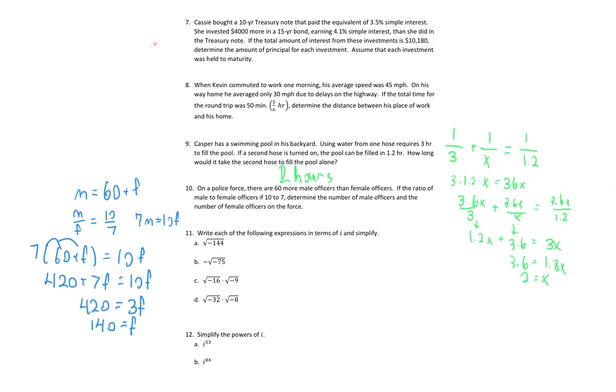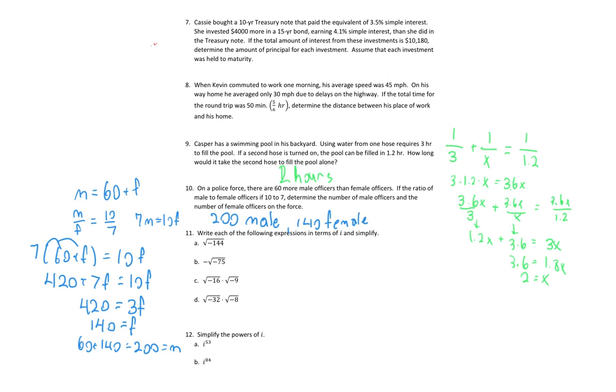But we still need to find the number of male officers. Well, we know the number of males is 60 more than that. So 60 plus 140 equals 200, which is the male officers. Okay, so 200 males, 140 female.